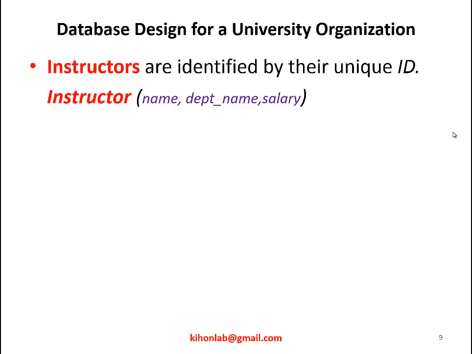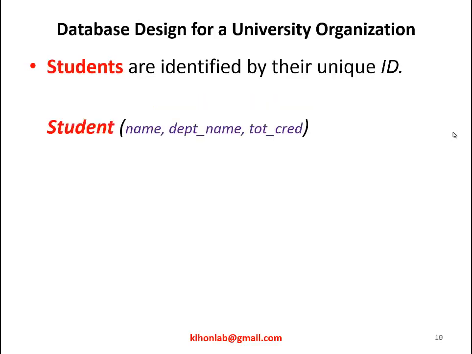Next thing, that is the instructors. Our instructors are identified by their unique ID or their employee ID. So instructor name, department name and salary. So these are the parameters or the attributes from which the instructor gets identified. Students are identified by their unique ID and they have the remaining parameters as name, department name and total credit.